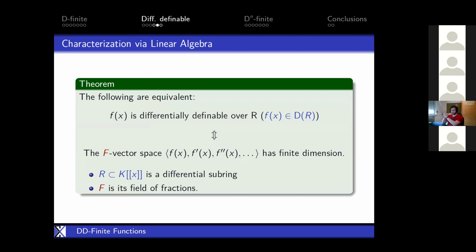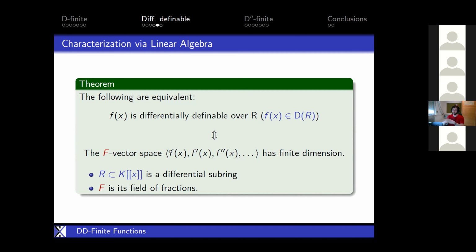And the key property here, the main idea that makes things computable, is this characterization theorem that links the world of linear differential equations with linear algebra. We see here that a function is differentially definable over R, so it has a linear differential equation whose coefficients are in R, if and only if the vector space generated by the function, the derivative, the second derivative, and so on, over the field of fractions of the ring R, has finite dimension. And this is an equivalence.